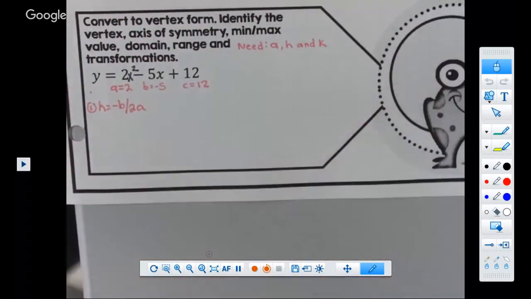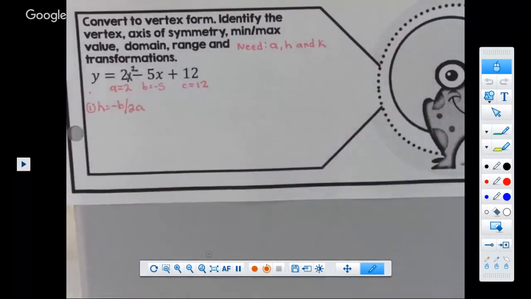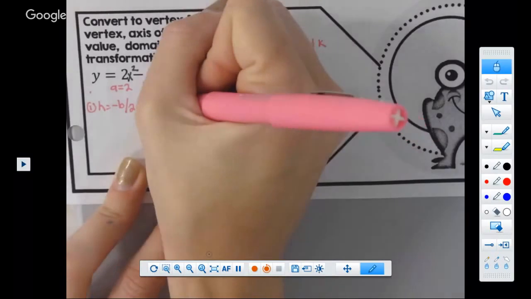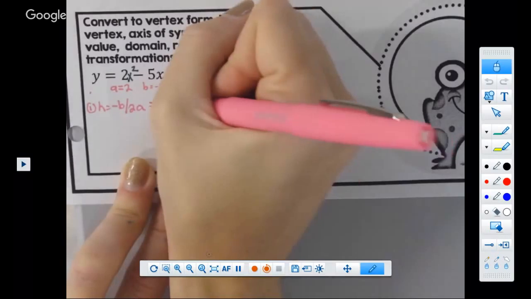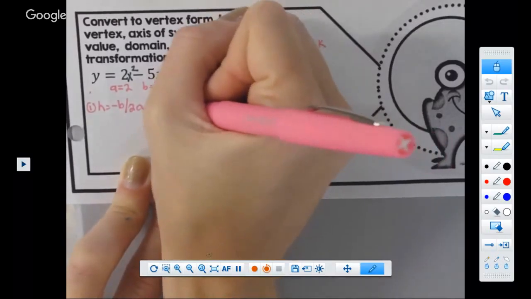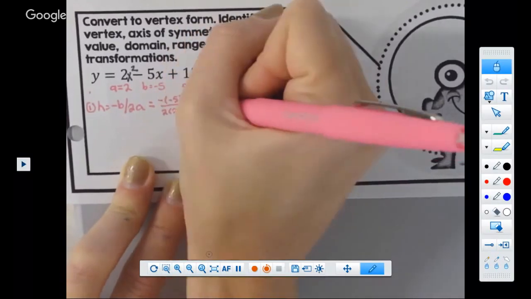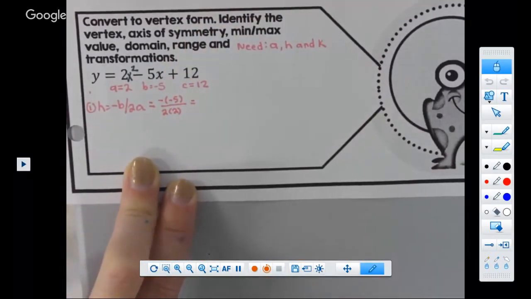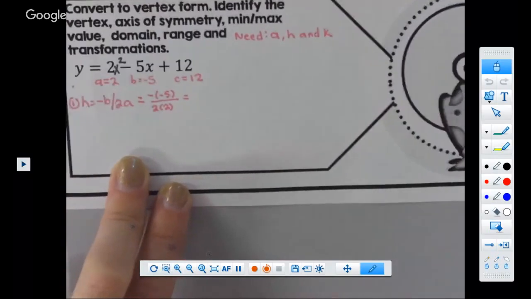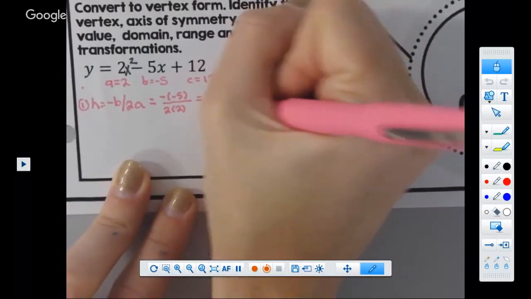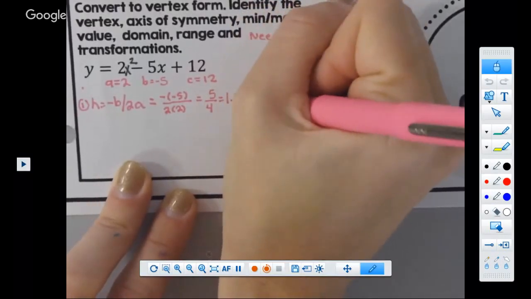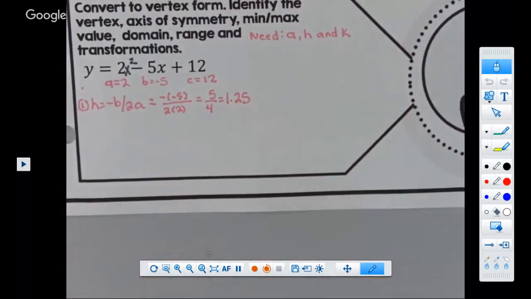H equals negative B over 2A. So it's no different. This last question we're not going to graph. We're going to answer all the same questions. We're going to talk about how we know what's happening without actually taking the time to graph it. So we're going to use negative B over 2A. I also want you to know sometimes you might get a decimal, and it's okay. So I have negative negative 5 over 2 times 2. The double negative is going to turn into a positive. So we have positive 5 over 4, which is 1.25.